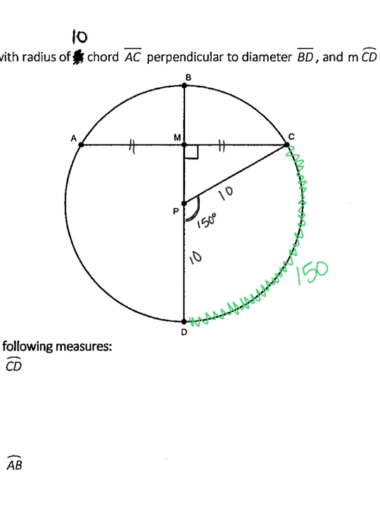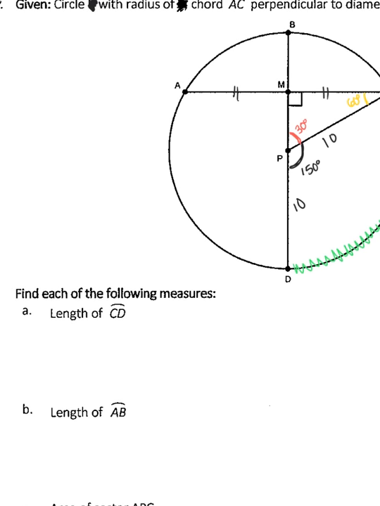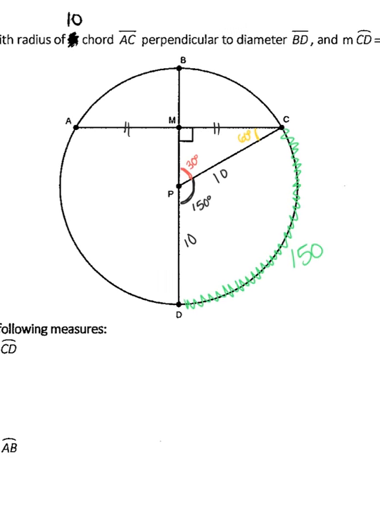Okay? Finally, I can add some more information. If that's 150 degrees, I can finish that straight line and say that this must then be 30 degrees, so that together it gives me 180. And that means that this guy must be 60 degrees because it makes up a 30, 60, 90 right triangle. Let's see if that's enough information to get us started on part A, the length of arc CD.